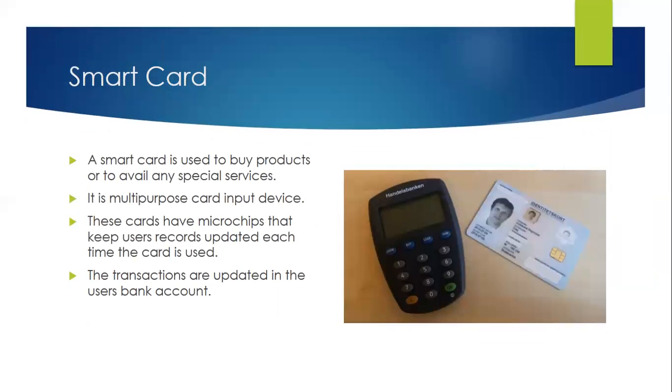Smart cards. A smart card is used to buy products or to avail any special services. It is a multi-purpose card input device. These cards have a microchip that keeps records of each and every time the card is used. Such cards are used as credit cards and debit cards. So credit cards and debit cards are smart cards. Every time you draw money or use the card for buying certain things, the card gets updated and shows up in your bank account transactions.